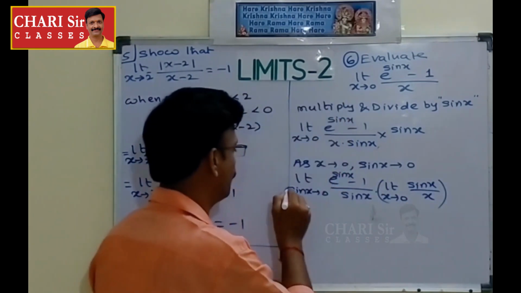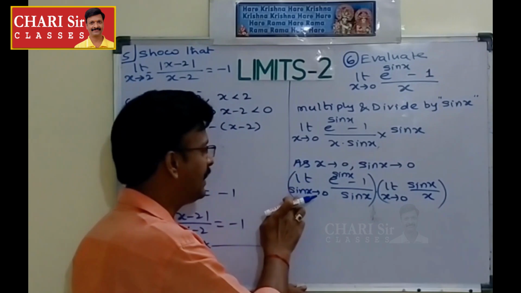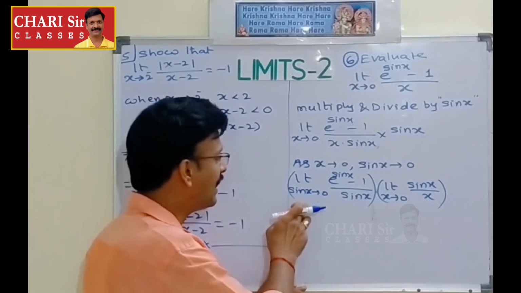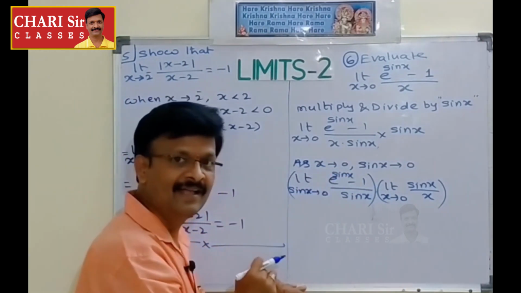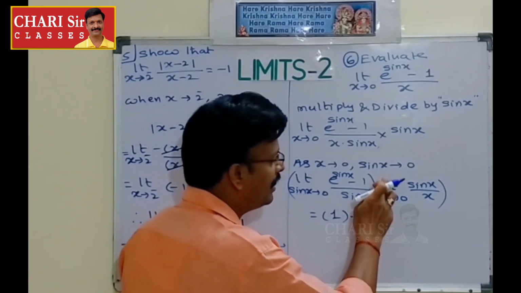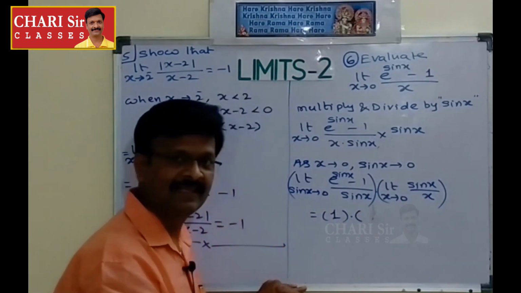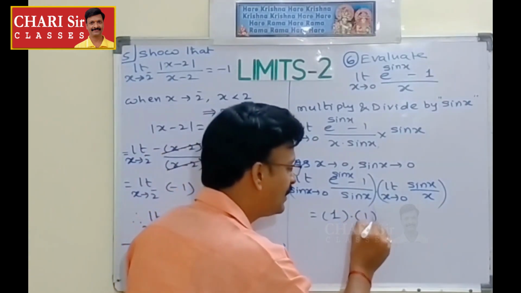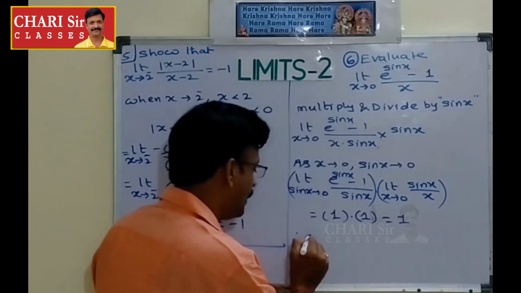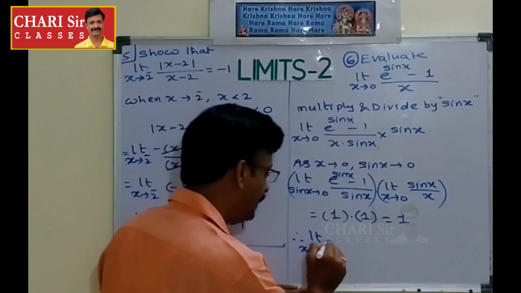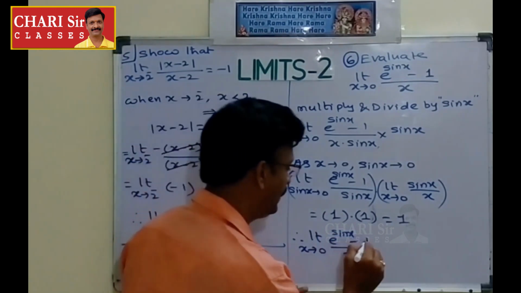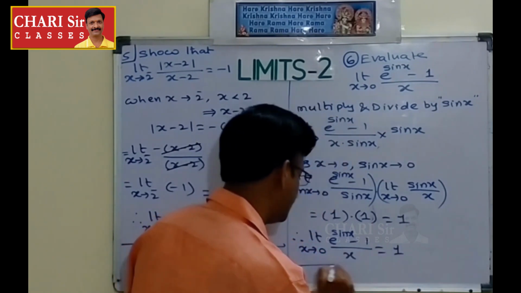So here two limits are formed now. The first is limit sin x tends to 0 of e to the power of sin x minus 1 by sin x. It is in the form of limit theta tends to 0 of e to the power of theta minus 1 by theta, which is equal to 1, the standard limit value. And also limit x tends to 0 sin x by x is also a standard limit whose value is equal to 1. 1 into 1 is nothing but 1. So limit x tends to 0 of e to the power of sin x minus 1 by x is equal to 1. This is the limit value.